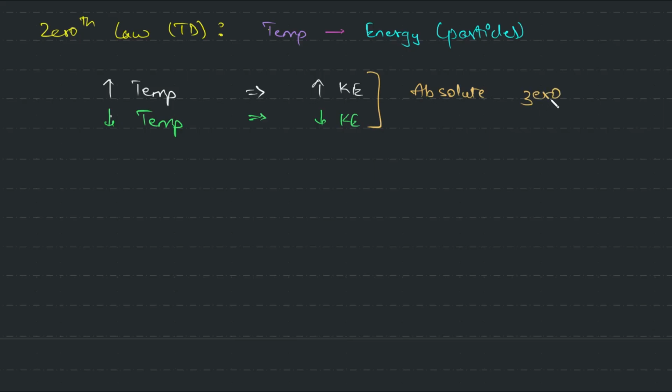Using this idea, we were able to define something called absolute zero. This is the minimum possible movement that a particle can have. Then we went on to talk about the first law of thermodynamics, which talks about how energy moves from one place to another place, but it is not destroyed per se. So even that was discussed.